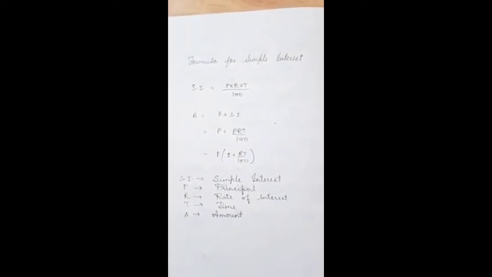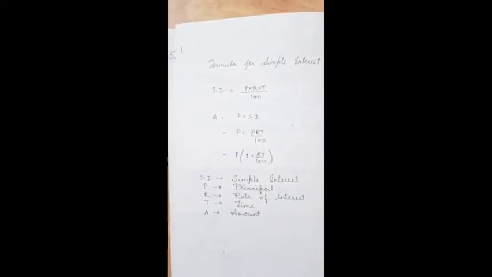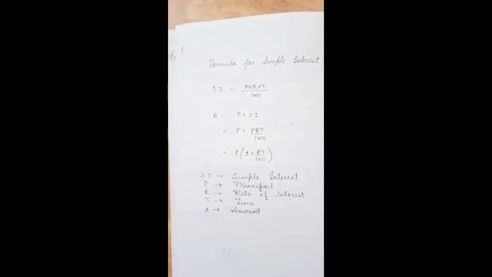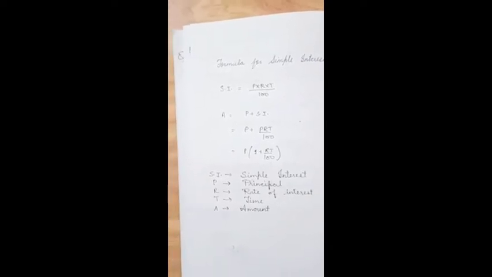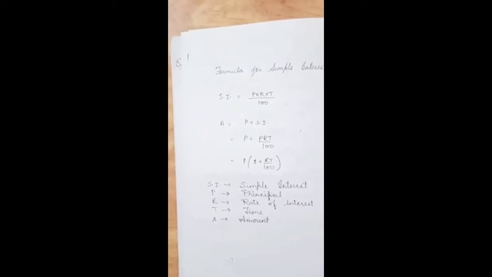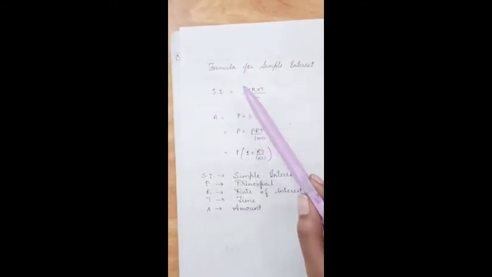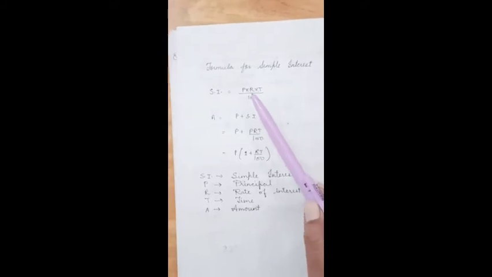Welcome back, class 7th, in your online mathematics class. Today I'm going to start exercise 9F, which is based on the questions of simple interest. So what is simple interest? Simple interest is the additional money which the borrower has to give to the lender. And the formula to find the simple interest is equal to P into R into T divided by 100.